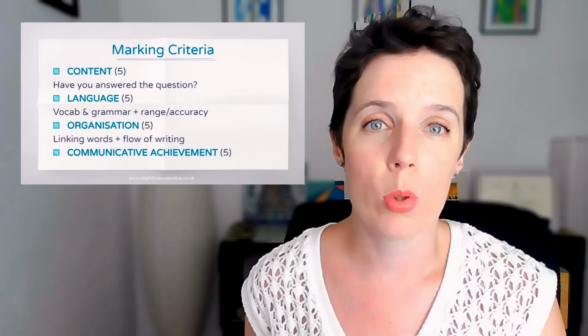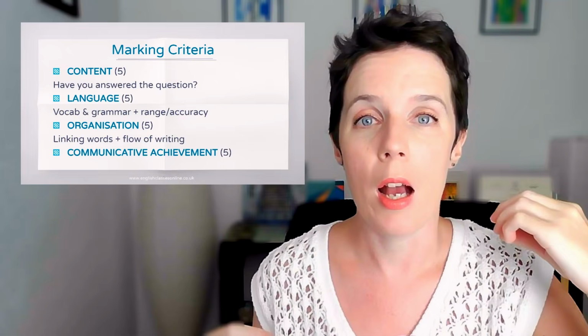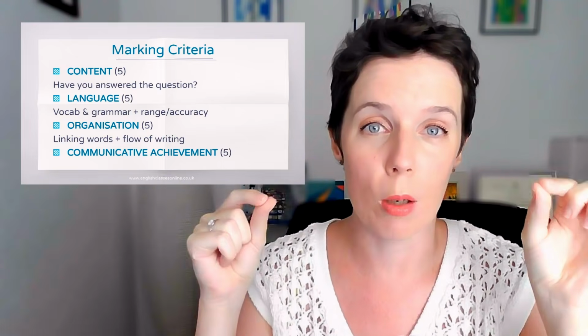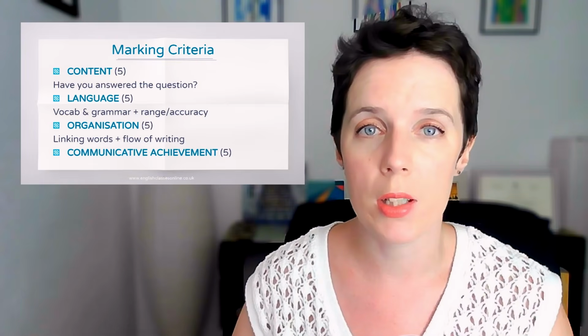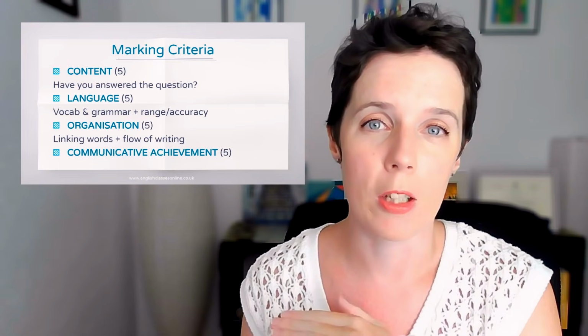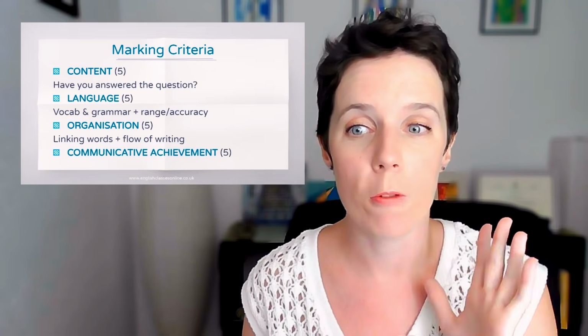Next, you're marked on organization. So are you using paragraphs effectively? Does each paragraph have a particular point to it? Are you using linking words and cohesive devices to make your writing flow better? Okay, all of that is organization, again out of 5.